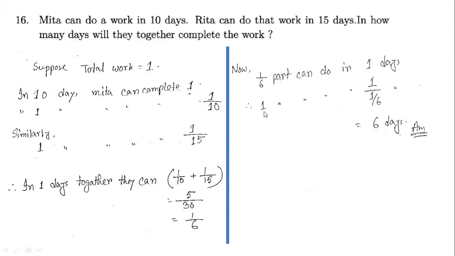What about the 1 part? 1 part means our total work. Then this is our answer, and it is 6.